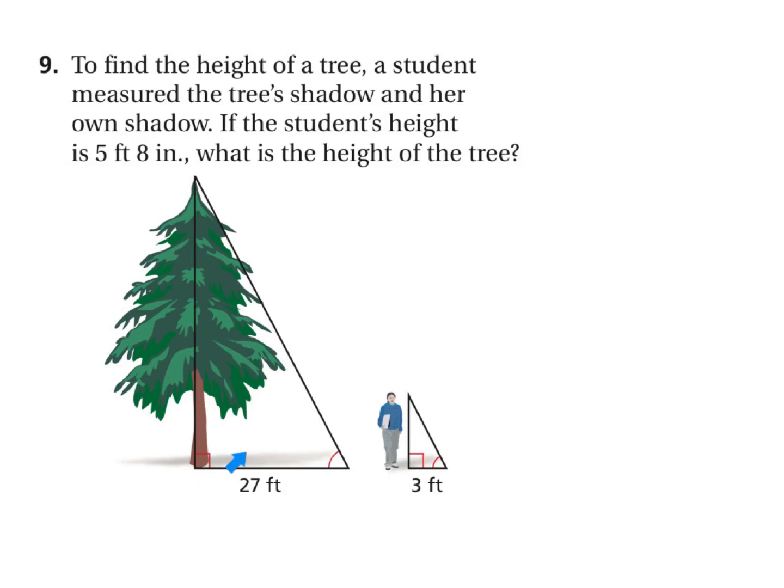Notice that these triangles are right triangles, so they have a congruent 90-degree angle, and they also are marked as having a congruent acute angle in the bottom right. That means the triangles are similar by the angle-angle similarity theorem.